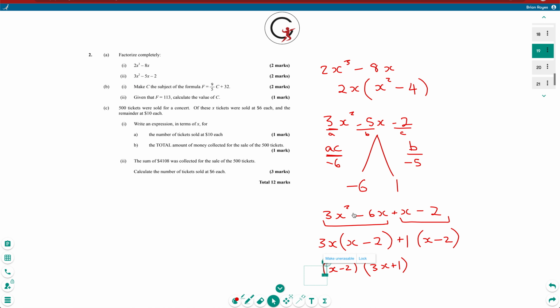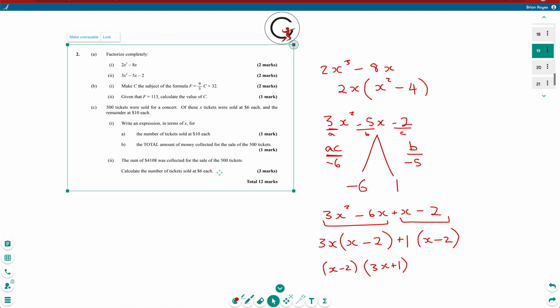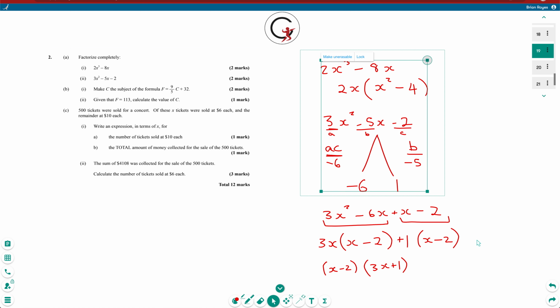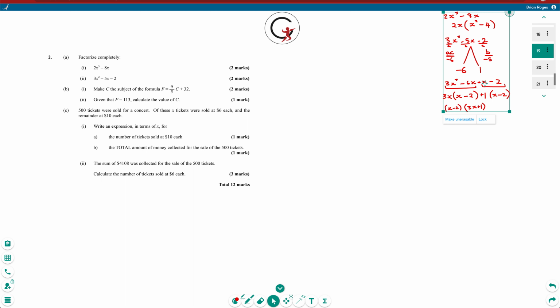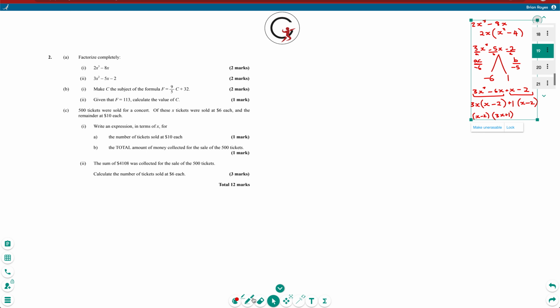All right, so I'm going to move this aside so we can refer back to this later if needed. But we're going to move on to the next question, which says B. B says, make C the subject of the formula F equals 9 over 5 C plus 32, which is actually the conversion for converting Celsius to Fahrenheit. So that's 9 over 5 C plus 32. We want C to be the subject of the formula.